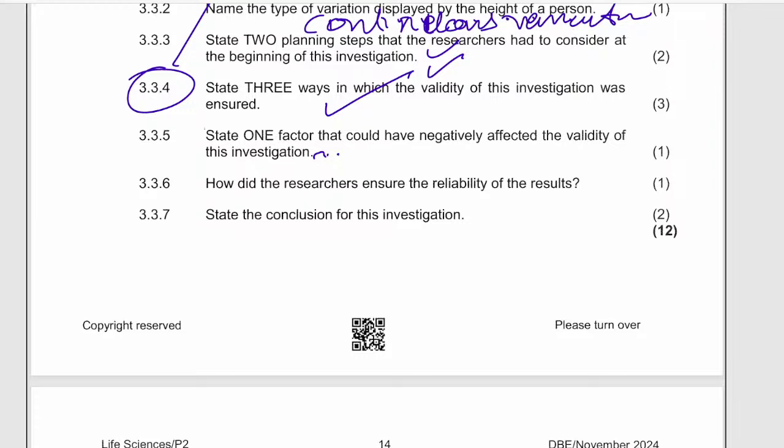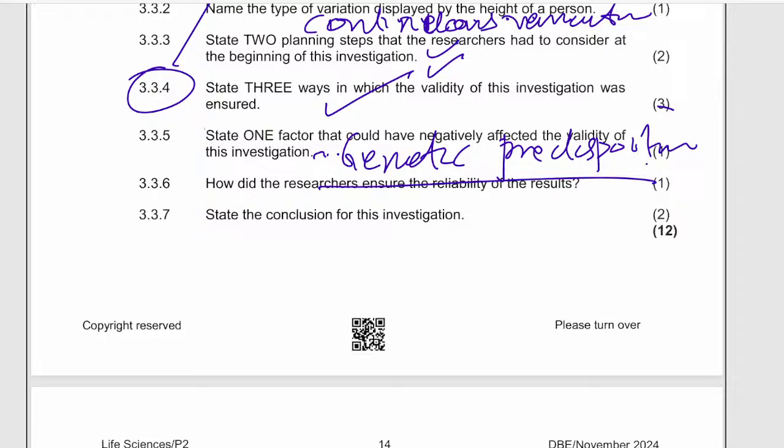So you can say genetic predisposition. Yes, it can bring about that. I don't know how you put it. Maybe there are also other answers you can give, and it will be marked correct. But the genetic composition of an individual will also affect the results.